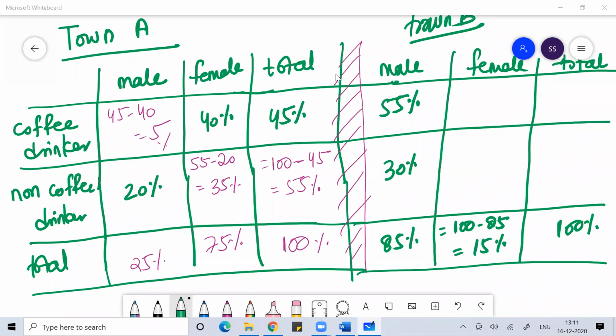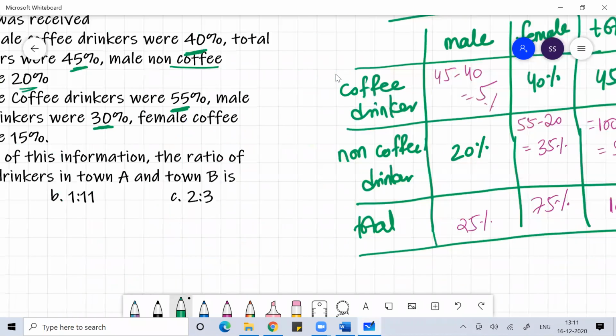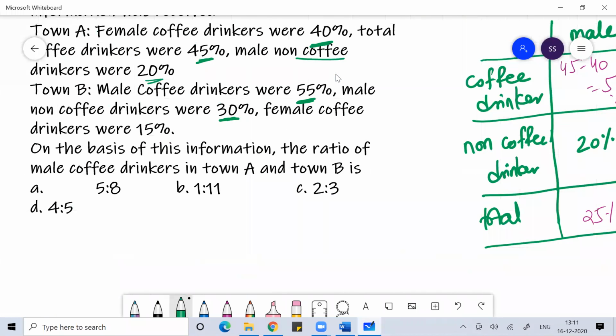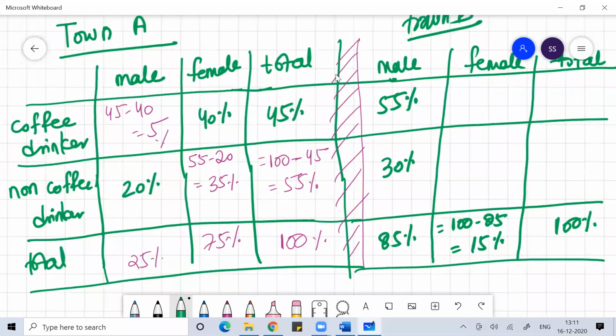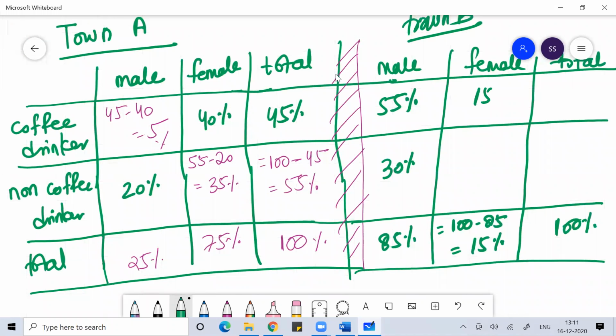Okay, so then female coffee drinker is 15. Okay, so this is 70. This will be 0. And this is 30. Any doubt, anyone?